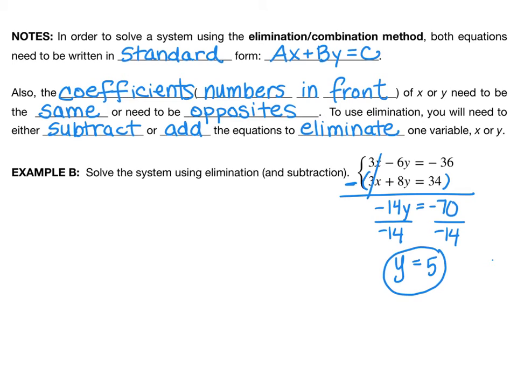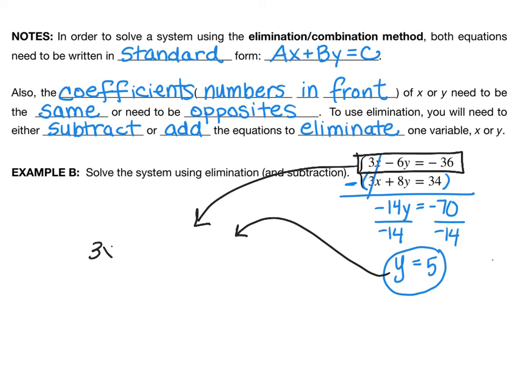Just like with the substitution method, to find the second half of our answer, we're going to use one of our original equations. It doesn't matter which one you use at all, and we're going to use the answer that we found. I think I'll just use the first equation again. So I'm going to rewrite this first equation, but include the fact that we now know that y equals 5. So I'll write 3x minus 6 times 5 equals negative 36.